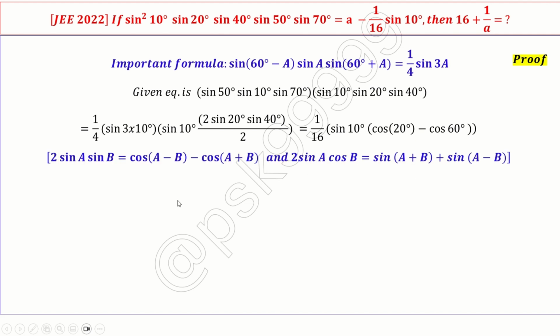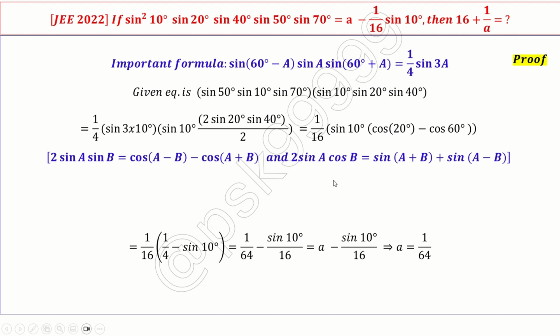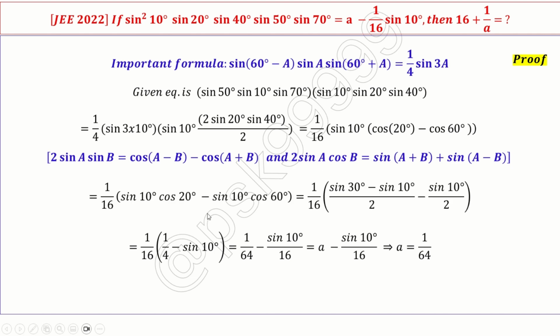Now we have a very simple equation. You have to just apply 2 sin A sin B and 2 sin A cos B. This is what we will apply because we will multiply here sin 10 degrees with cos 20 degrees, and sin 10 degrees with cos 60 degrees. We basically use this formula. So 1 by 16 into this value, which if I simplify further, what I will get is 1 by 16 into (sine 30 minus sine 10 degrees) by 2, then minus sine 10 degrees.